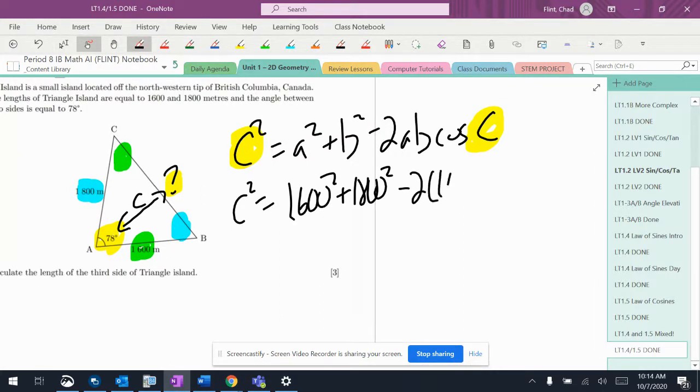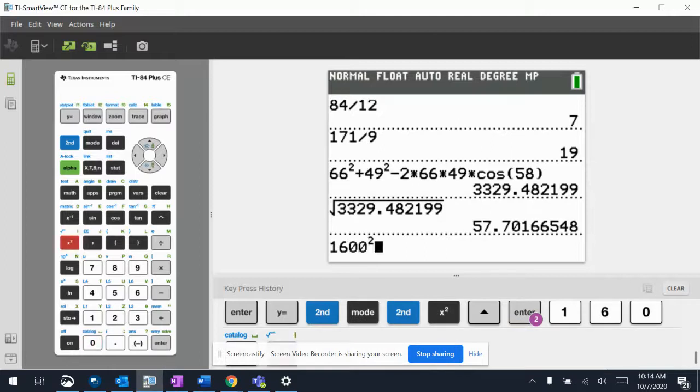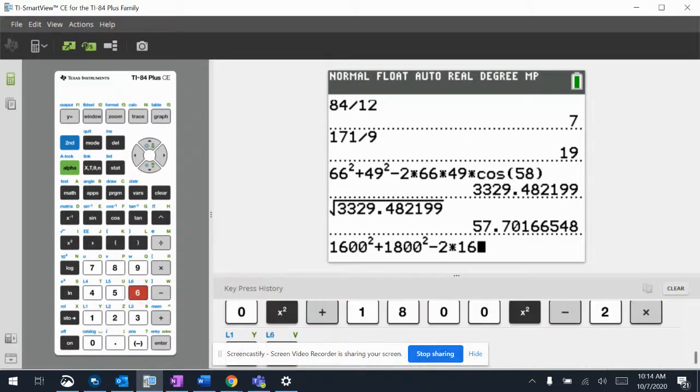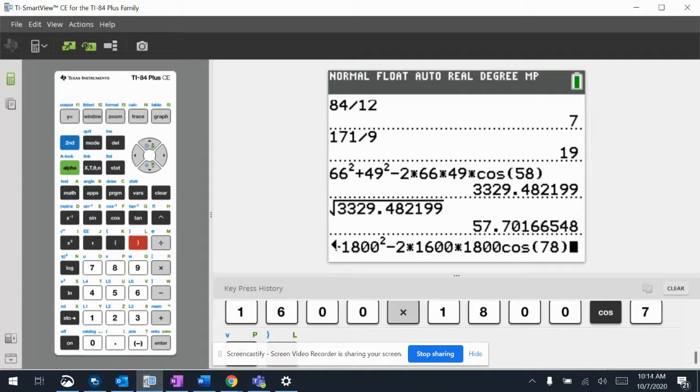2 times 1600 times 1800 cosine of 78. Remember, super important, the A and the B, they don't matter which one's A and B. All right, the only thing that matters in here is C. So 1600 squared plus 1800 squared minus 2 times 1600 times 1800 cosine of 78, I believe. I'm going to double check and make sure that that makes sense. It looked good, so I'm going to hit enter.